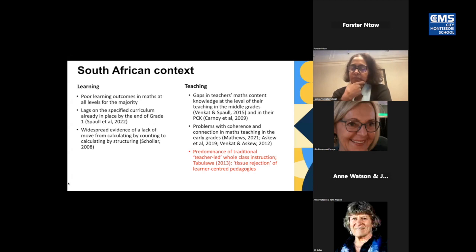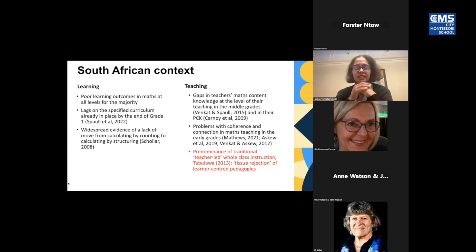But Richard Tabulawa says what he sees is a tissue-level rejection, almost a bodily rejection, of learner-centered pedagogies. And his argument was that learner-centered pedagogies simply don't fit with the cultural norms of Southern Africa, both in the broader terrain and in terms of classrooms, where more authoritarian cultures predominate. Now, it's a point that I'm going to come back to when I talk about some of the interventions and the work with variation theory that we did.